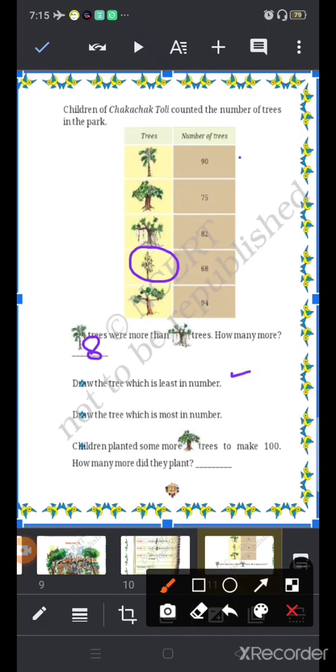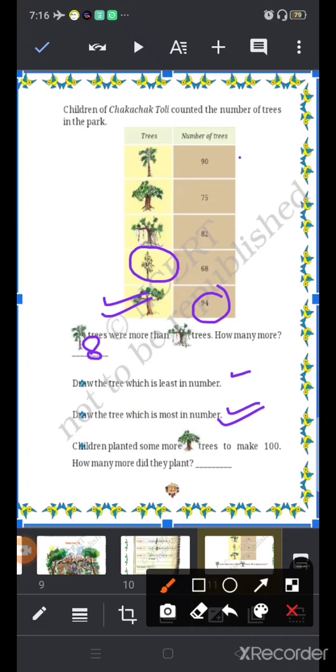Okay. Now the next question is, draw the tree which is most in number. Most means more. Okay. So which one is more? Yes. This one is more. 94 is the bigger number. So you will draw this tree here. Okay. Draw these two trees and you will color also.